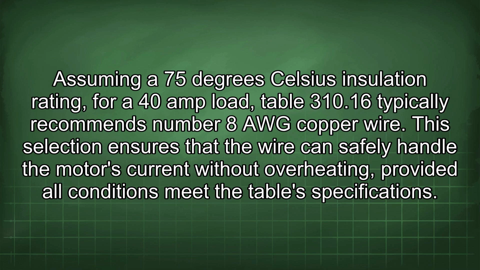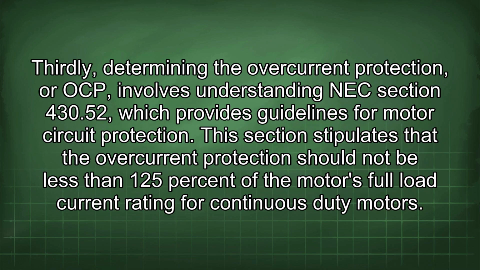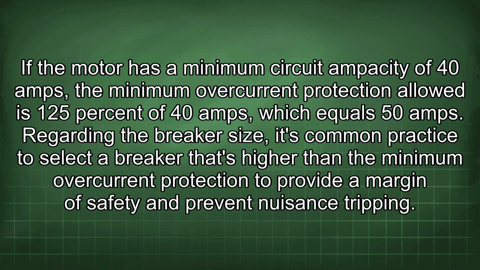table's specifications. Thirdly, determining the overcurrent protection, or OCP, involves understanding NEC Section 430.52, which provides guidelines for motor circuit protection. This section stipulates that the overcurrent protection should not be less than 125% of the motor's full load current rating for continuous duty motors. If the motor has a minimum circuit ampacity of 40 amps, the minimum overcurrent protection allowed is 125% of 40 amps, which equals 50 amps.